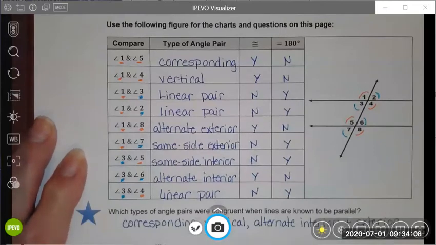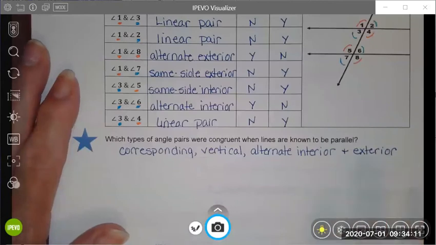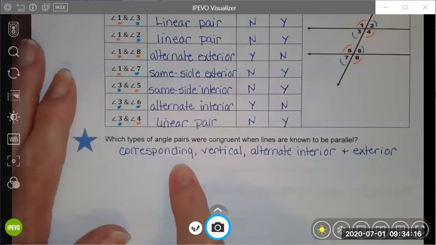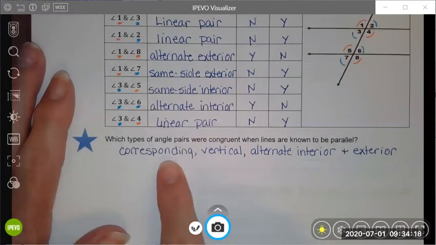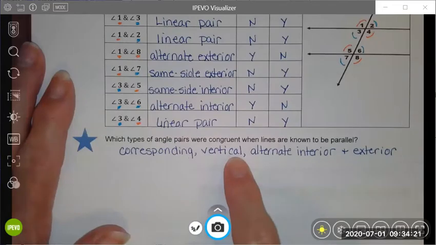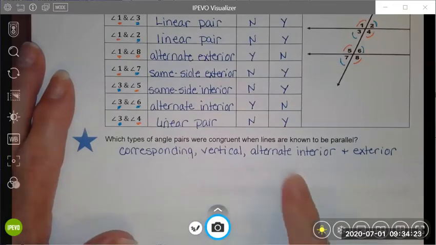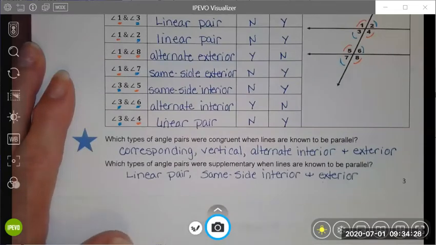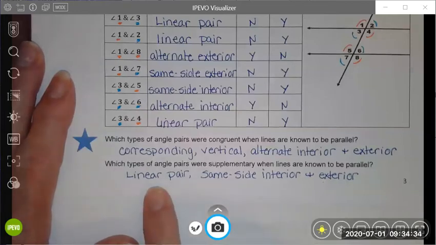We can generalize this picture and make some conclusions. We can say that the types of angles that are congruent when the lines are known to be parallel are corresponding angles, vertical angles by definition, and alternate interior and alternate exterior angles. Those angles which are supplementary when we have parallel lines are linear pairs. By definition, a linear pair will always be supplementary, but additionally, same side interior and same side exterior angles are also supplementary when you have parallel lines.